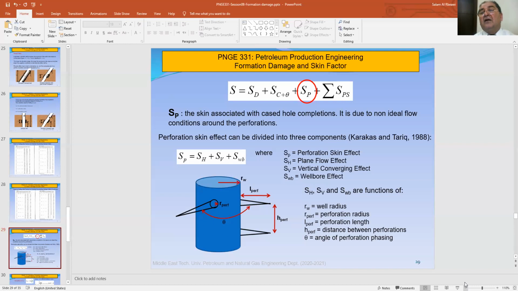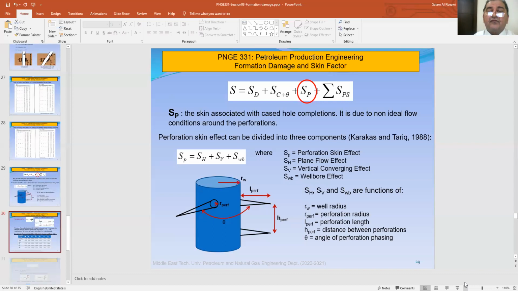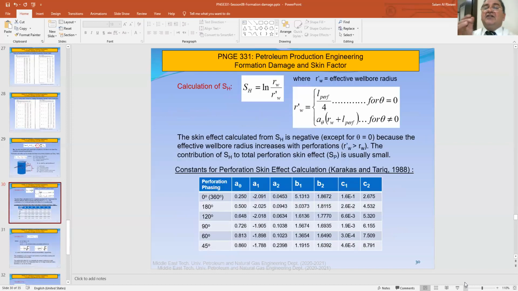Okay. Now we will know how to calculate the three terms of the perforation skin factor. The first one, as I said, the plane flow effect, S sub H. This one is calculated by a mathematical model that says that S sub H is the natural logarithm of rw divided by rw dash. What is rw dash? This is the effective wellbore radius.